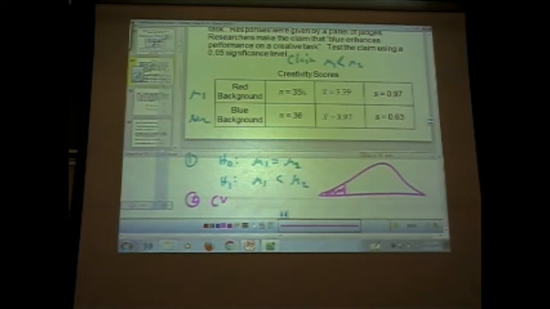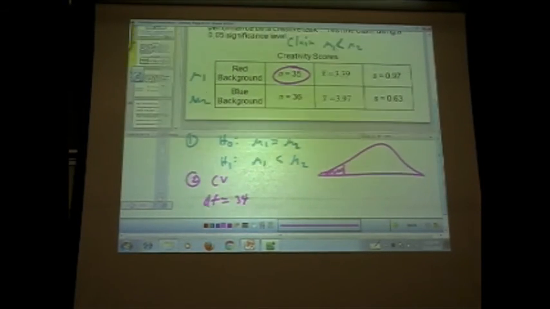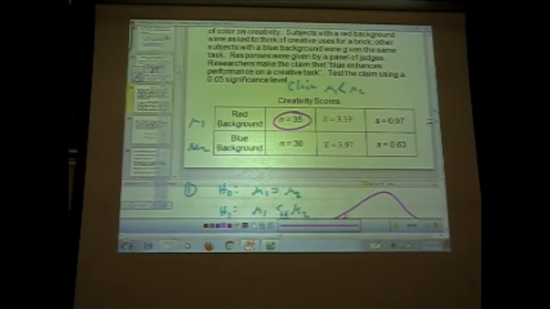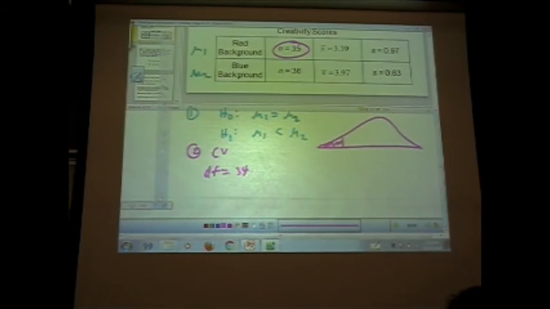Find my critical value. I'm going to use the smaller sample size, 35, so my degrees of freedom is going to be 34. And I'm going to look at my table, and oh look, it only goes to 30. 30 and 40, so I've got to use 30. Degrees of freedom 30. What about my alpha? I don't see the word alpha there. Do you guys see the words significance level? Yeah. That's your alpha, same thing. One-tailed, 0.05, degrees of freedom 30, 1.697. Negative.